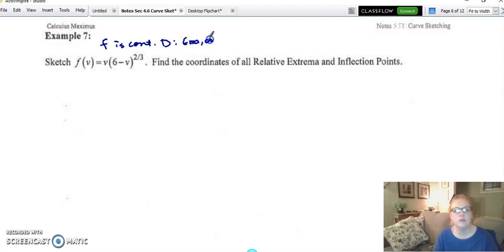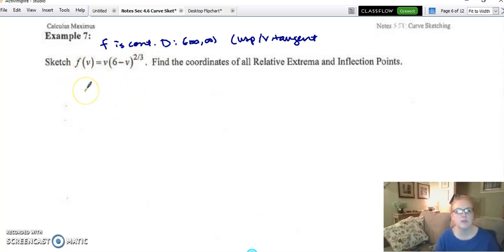However, we do have some concerns. Because of that 2/3, I'm going to say that there is a cusp or vertical tangent alert. So I'm going to make sure I take a look at the first derivative and see if it's continuous or not, to see whether or not I have any problems with the differentiability. So we are going to take a look at that first derivative and the formula. So again, we want to sketch, find relative extrema and inflection points. A lot of practice with the same thing in this section.